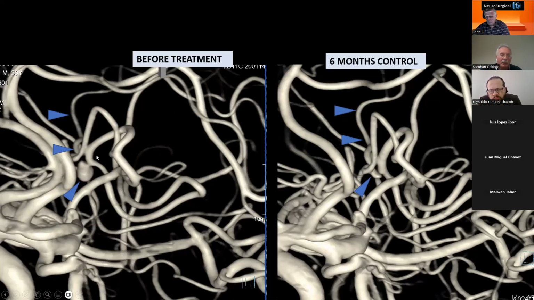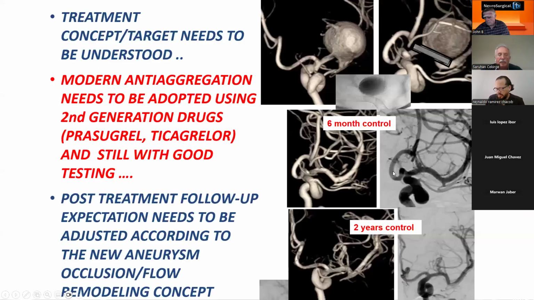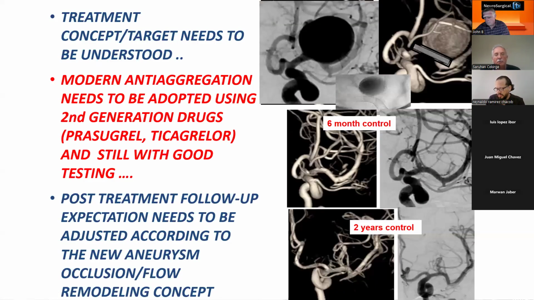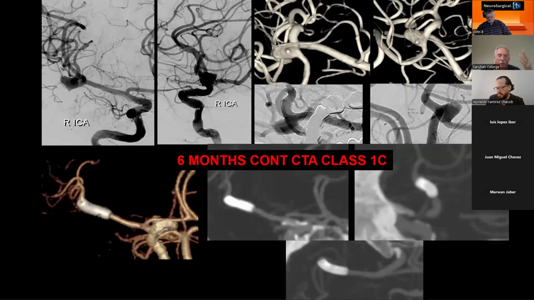However, if you look at the angle of the post-central sulcus artery, it is not changed a lot. So in the distal, angle change is not that important. So modern antiaggregation needs to be adapted if you want to do this treatment, okay? And you have to use Prasugrel and Ticagrelor. And if you do treat such an aneurysm, it is easy to treat with other means.